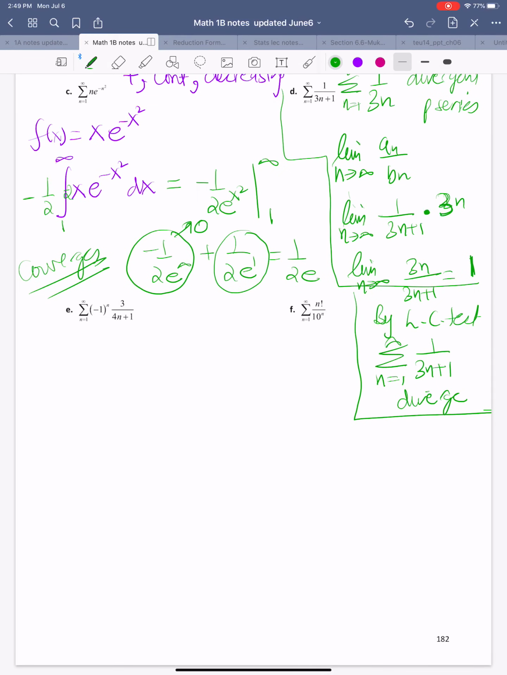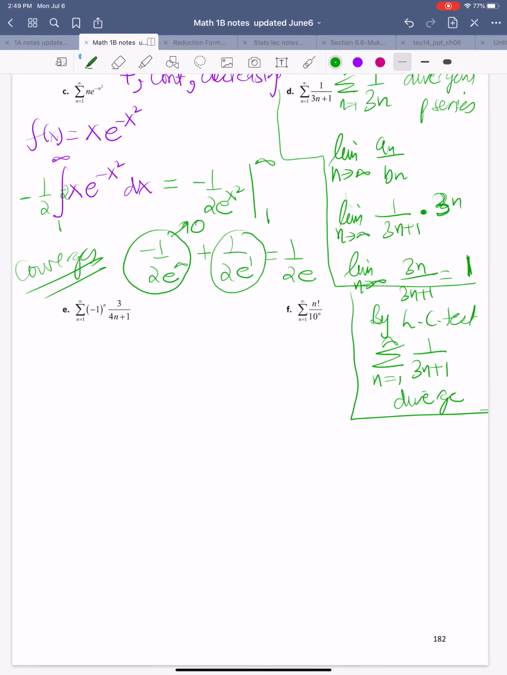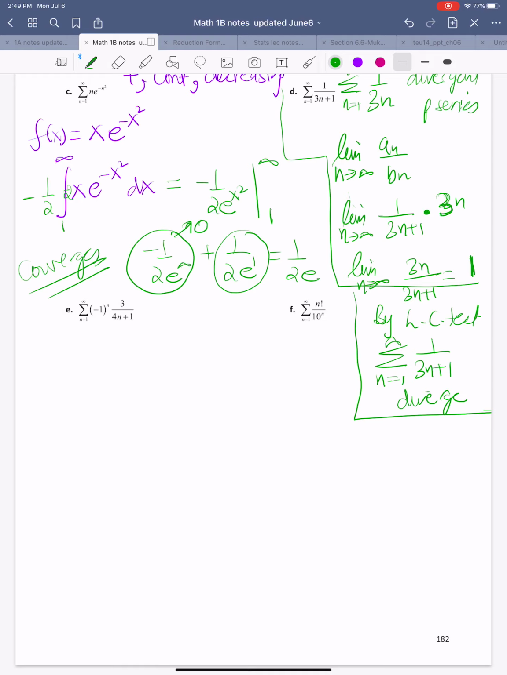Okay, part E. Before we come to part E, we will talk about one more test, which is the alternating series test for absolute convergence, or we can skip part E for now. We haven't talked about alternating series test. We will do it in the next section. Let's look at part F.